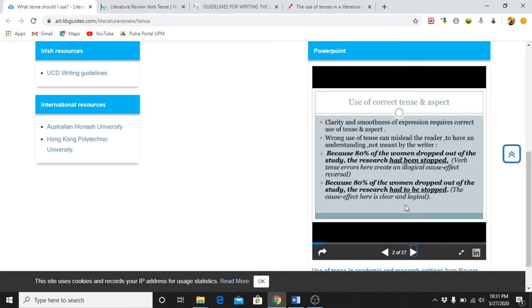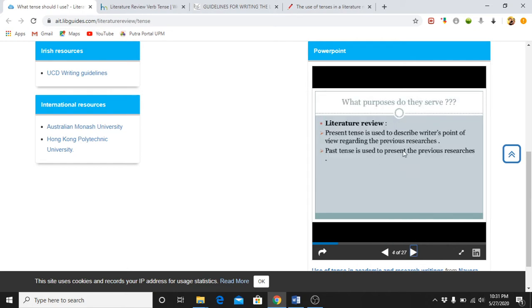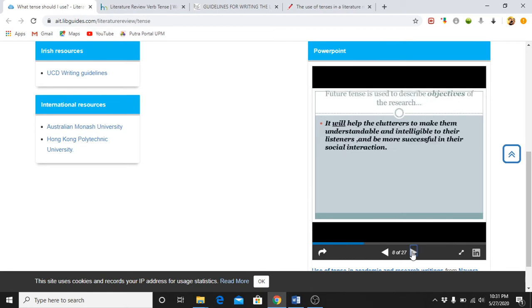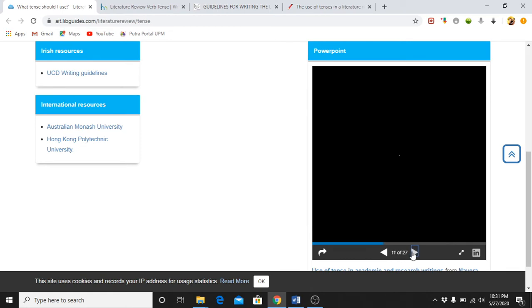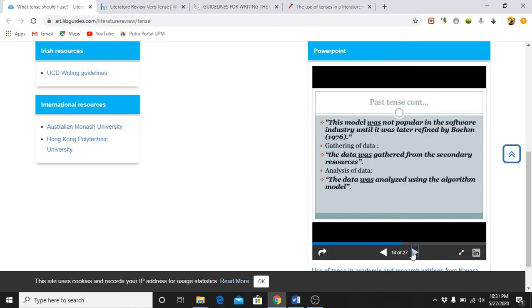So by having a good sense of tenses, you make the reader easily read your review paper or your literature review. They have a lot of explanation here. You can read one by one. They have 27 slides, and they will mainly focus on how to use the present tense and past tense.